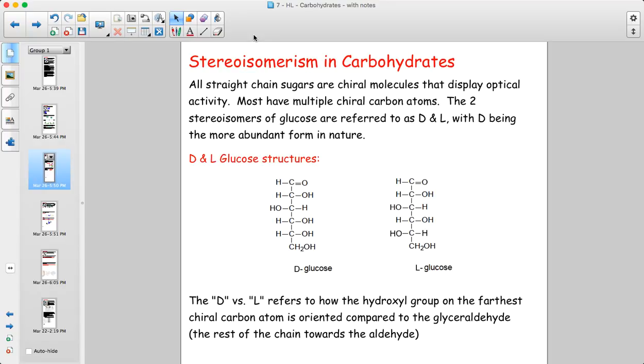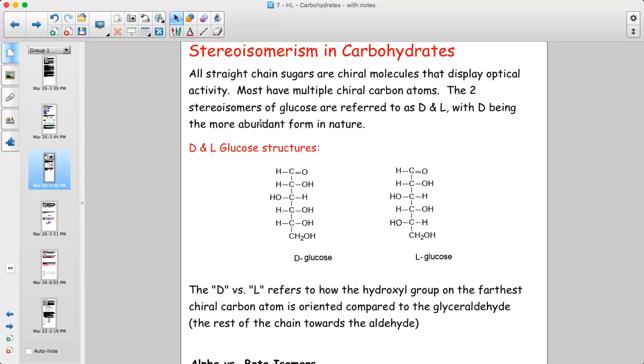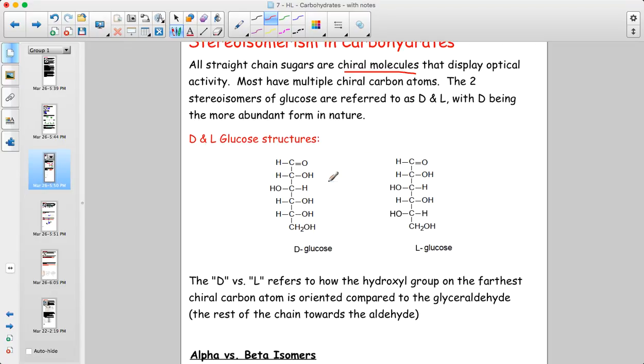So the HL portion of the carbohydrate topic mainly has to do with stereoisomerism, the different ways in which things are oriented within carbohydrates. First of all, the straight chain versions of the monosaccharides all have chiral carbon atoms in them, so they're all chiral molecules, and many of them have multiple chiral carbon atoms inside of them. Like D-glucose, for example, actually has 1, 2, 3, 4 chiral carbon atoms inside of it.